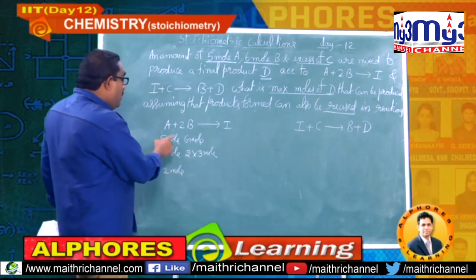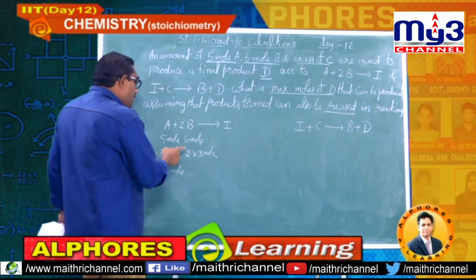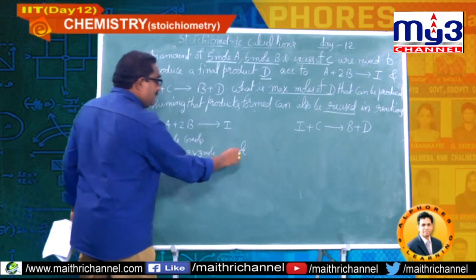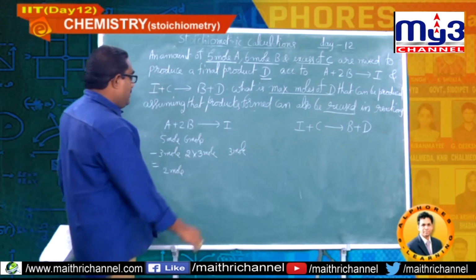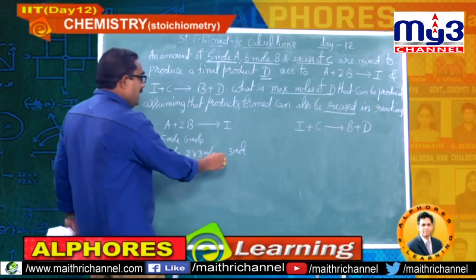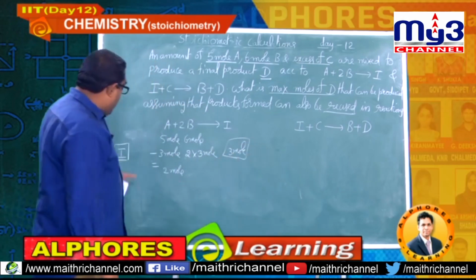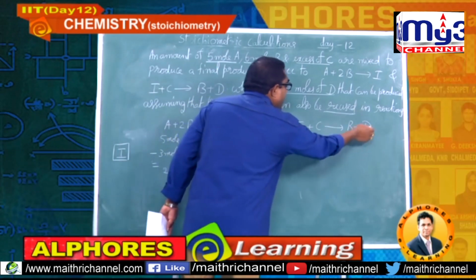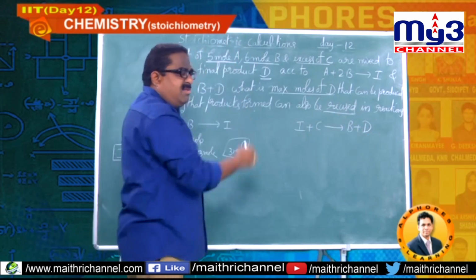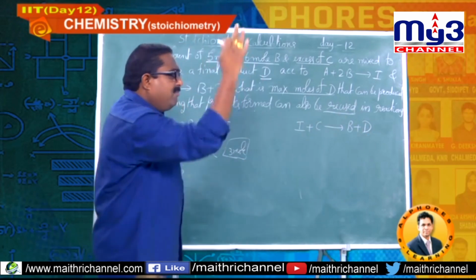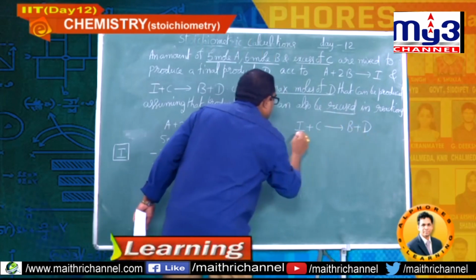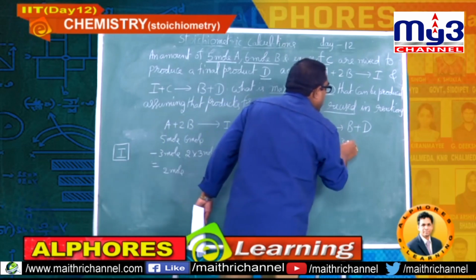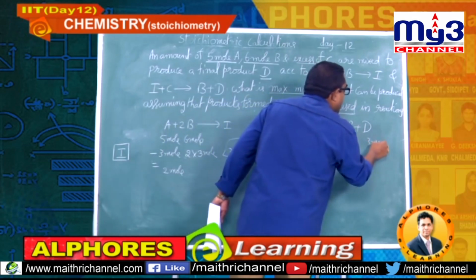Leave it. Now 1 mole combines with 2 mole, 3 mole, 2 into 3, here you will get 3 mole of I. Okay. Now how many moles of I you will get here in the reaction? First step 3 mole. So here 1 mole gives 1 mole of B and 1 mole of D. C is excess, no need to bother about that. 1 mole gives 1 mole, 1 mole. So in the first stage 3 mole gives B 3 mole, D also 3 mole.